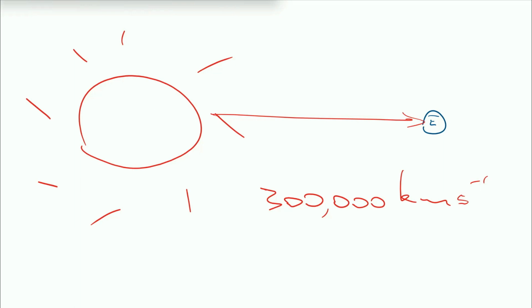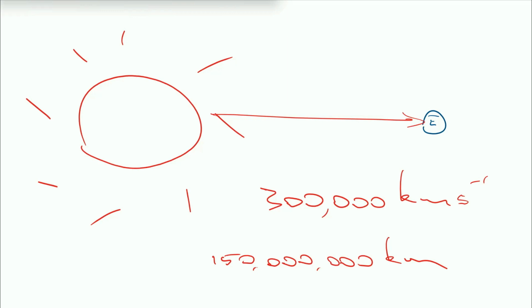Now, the sun's average distance from Earth is about 150 million kilometers. All right, average distance. The Earth goes around the sun not in a circular path, it's an ellipse. Sometimes it's a bit closer, sometimes it's a bit further, but average distance is about 150 million kilometers.